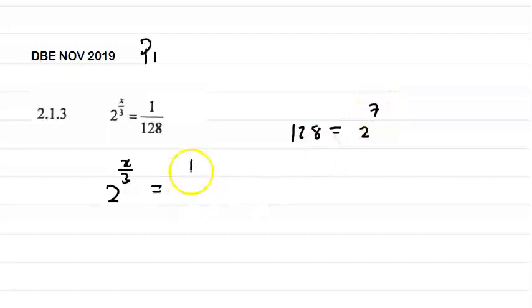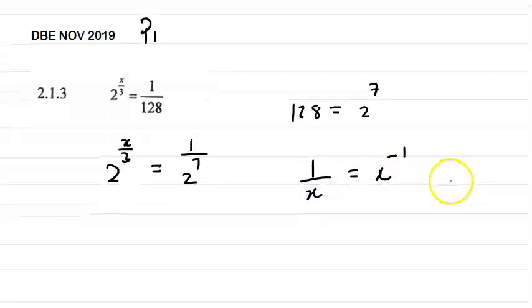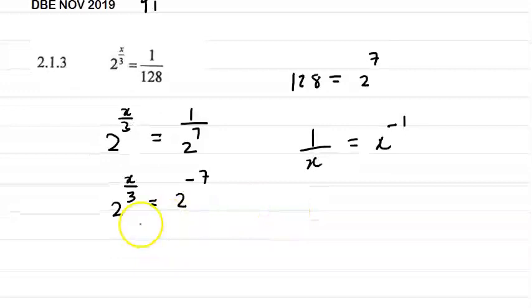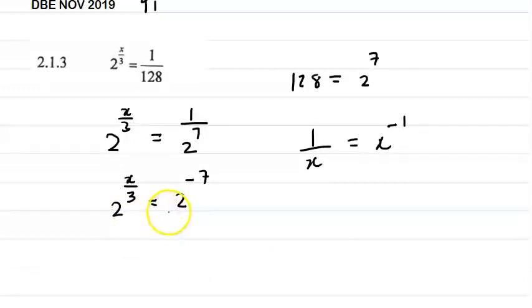All right, so it'll be 1 over 2 to the 7. Now, remember this rule here. If I have 1 over x, then I can represent it as x to the minus 1. Because remember our aim here is to get a common base on both sides of the equal sign. So we're going to say 2 to the x over 3 equals 2 to the minus 7. Now once you have a common base on both sides of the equation, the bases fall away, and now you just equate the exponents. So x over 3 equals minus 7.